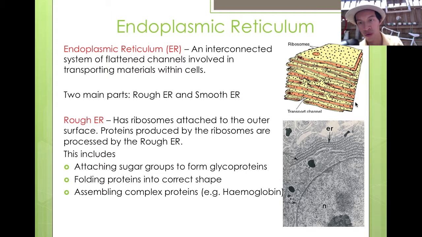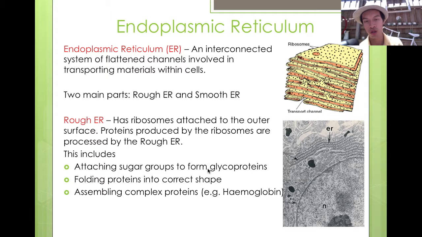So this diagram shows rough ER, and because it contains those ribosomes, it is responsible for folding the protein, or the polypeptide chain, into the correct shape. Once it gets assembled, it goes to the ER. The ER then folds it into the correct shape, and then it gets exported to the next organelle. It assembles complex proteins such as hemoglobin. It is also responsible for attaching sugar groups to form glycoproteins, which is another set of biological molecules that your body uses.